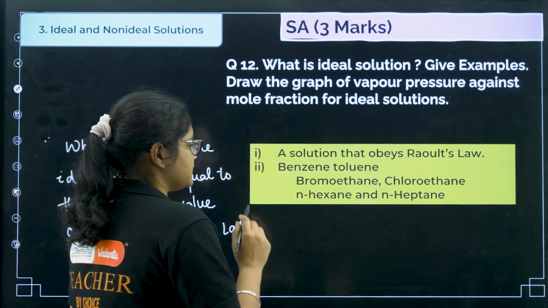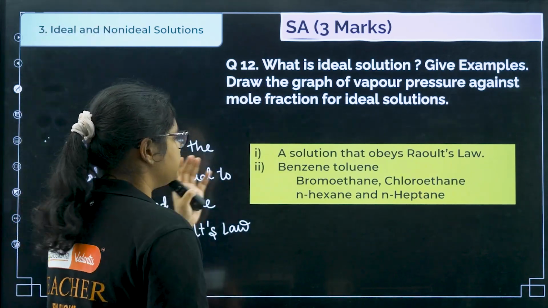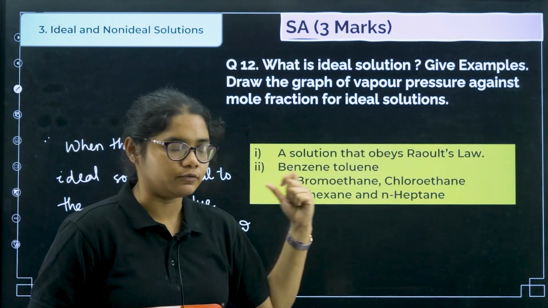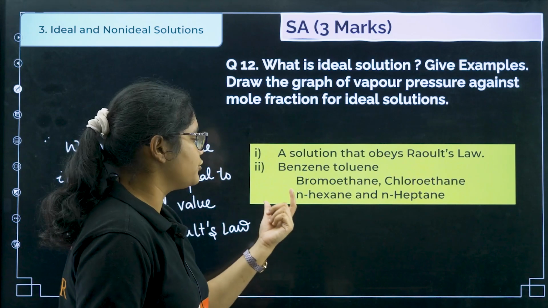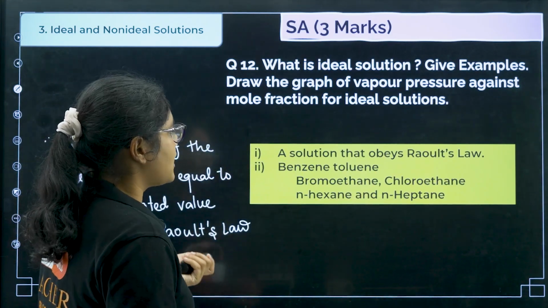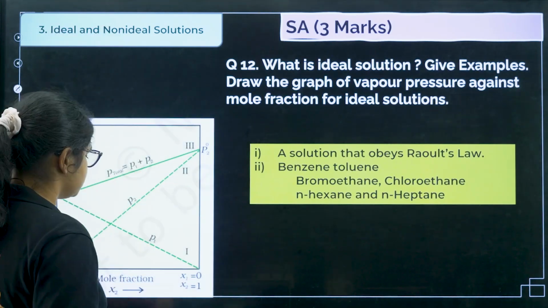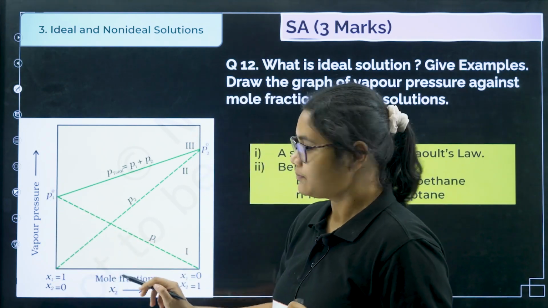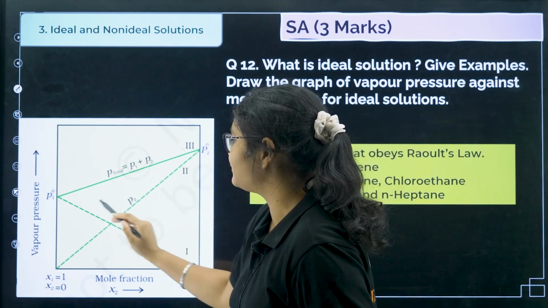Now these examples are very important, so you can remember the structures. If they are similar, their vapor pressure will be the same, right? For example, benzene and toluene, bromoethane and chloroethane, then n-hexane and n-heptane. Next, coming to drawing the graph of vapor pressure against mole fraction: this is the graph of pressure versus mole fraction. This is for one component, this is for another component, and this is the total pressure.